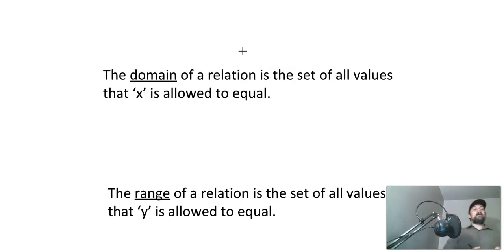The domain of a relation, it doesn't have to be a function to have a domain. The domain of a relation is the set of all values that x is allowed to equal. That's your independent variable. I'm just using the label of x to represent the independent variable. The domain is all possible values of the independent variable, so in general, that would be the x variable. What are all the numbers that x can equal? That's the domain.